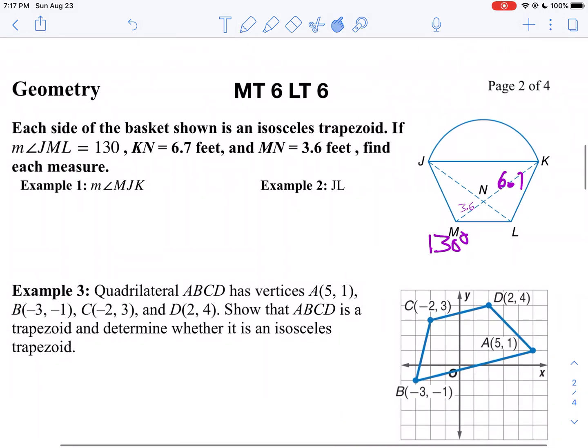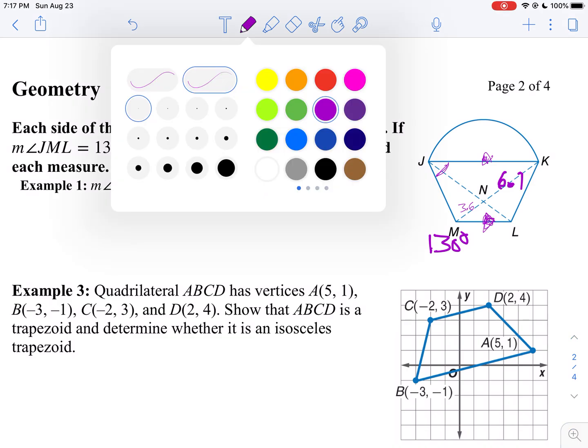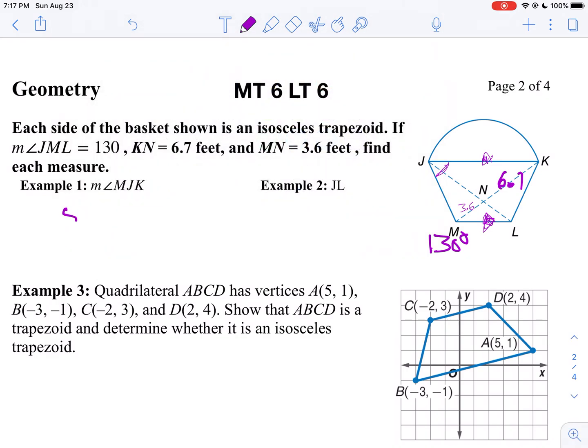We want to find the measure of angle M to J to K. Want to find this angle here. Well, since we know it's a trapezoid, these are our bases, so we know we got parallel sides. So we have same side interior angles, so that would make that 50 degrees, because 130 plus 50 is 180 degrees. Then we're supposed to find the length from J to L, and we don't have any measurements.